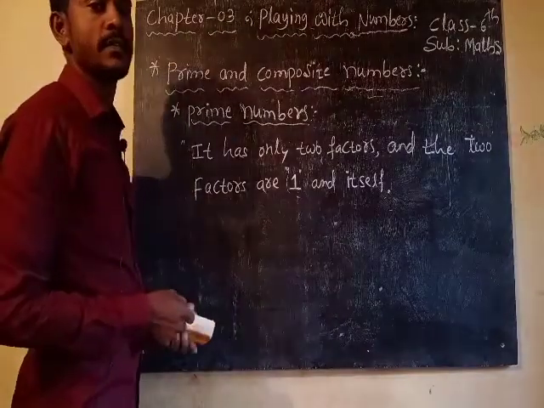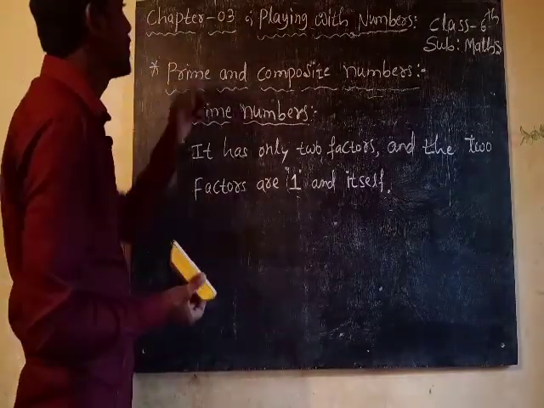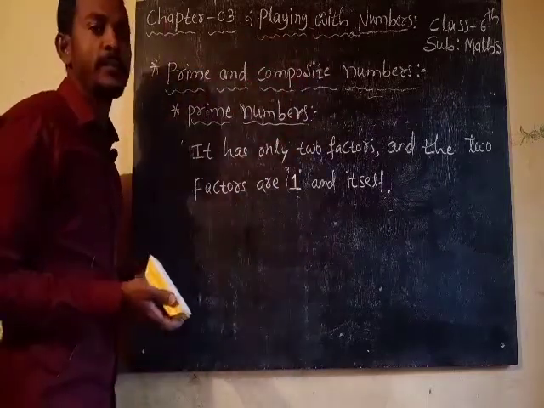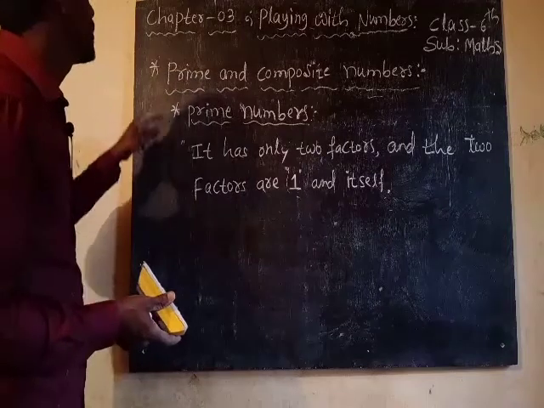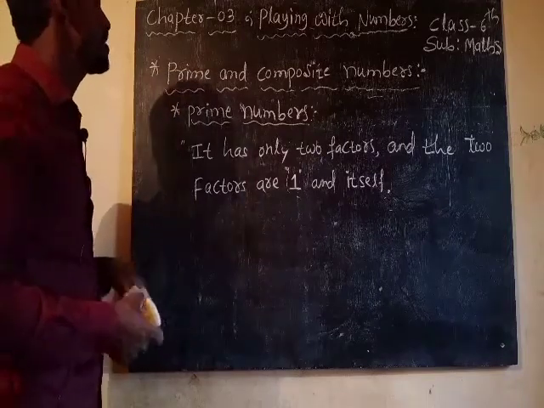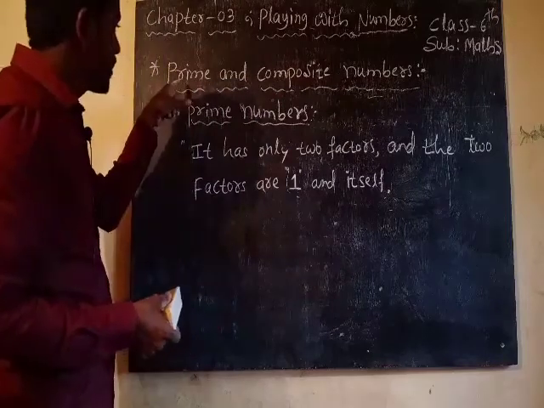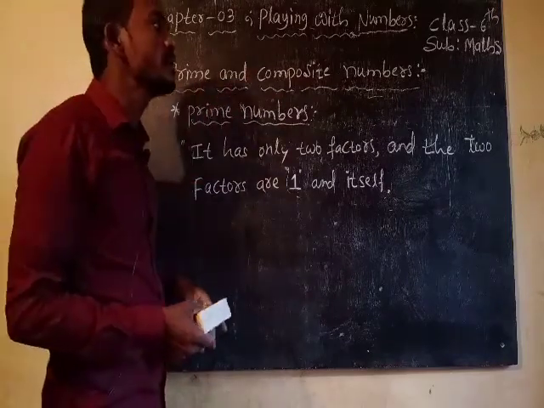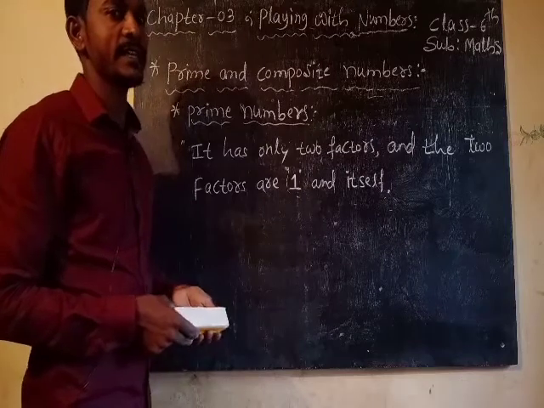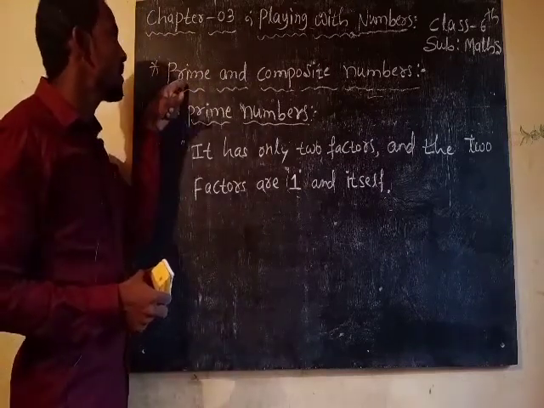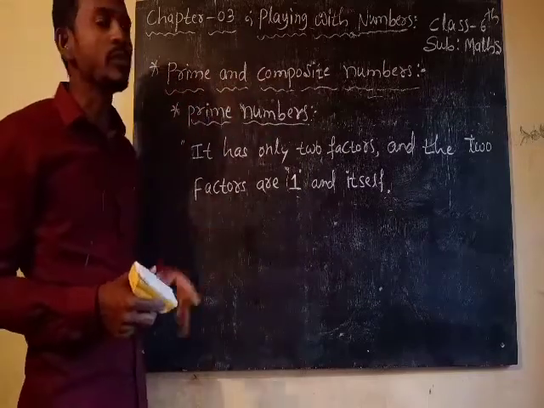My dear students, in this chapter, chapter number 3, Playing with Numbers, exercise 3.1 is completed. So, the next concept is prime and composite numbers. These are related to exercise 3.2. We have to discuss what a prime number is and what composite numbers are.